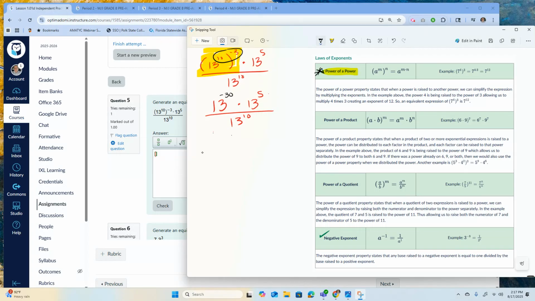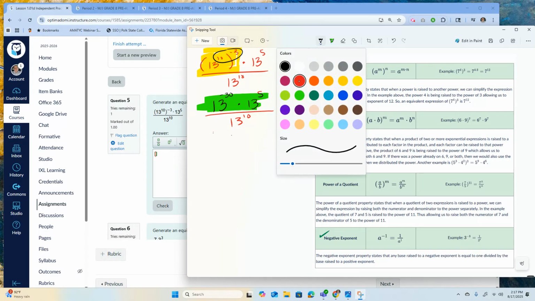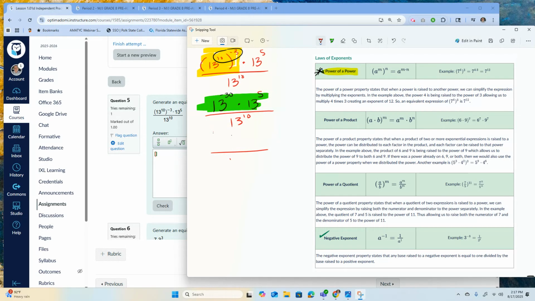The next thing I want to do is eliminate any repeated bases. And you can see on the top, I'm going to change colors, I had the 13 repeated twice. See the base repeated twice. So what I'm going to do is keep the bar. I'm going to keep the 13 to the 10th power on the bottom. What I'm going to work with is what I highlighted in green. And you see that I have the base 13 repeated.